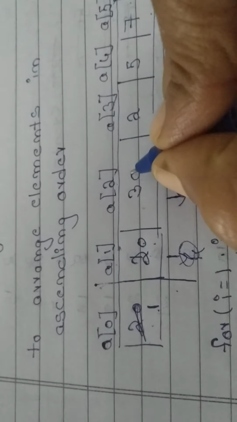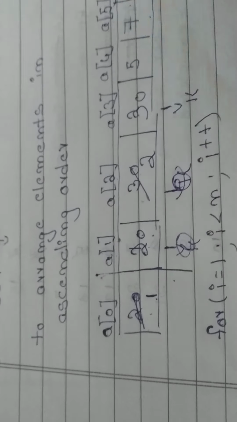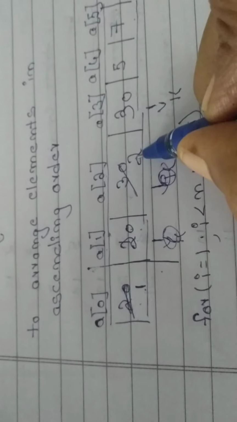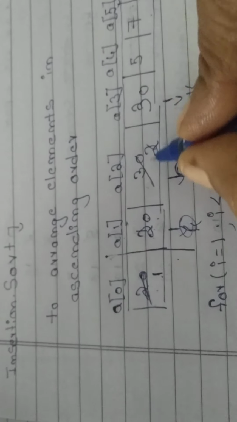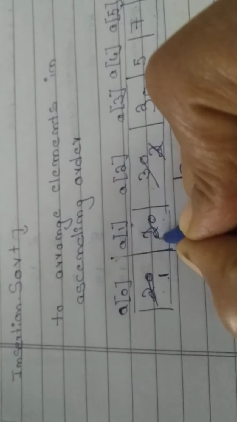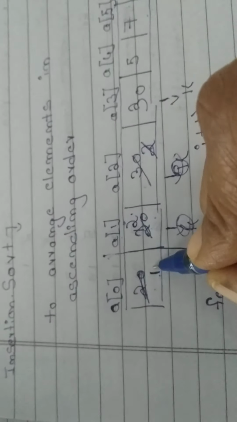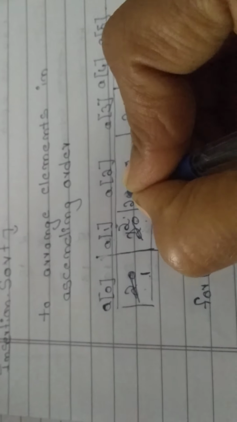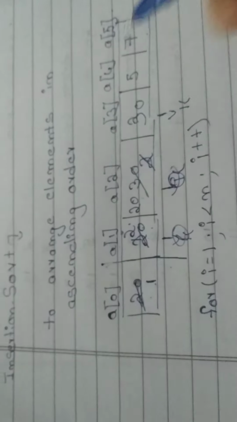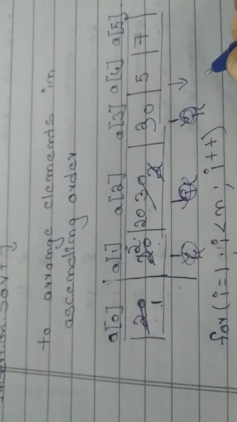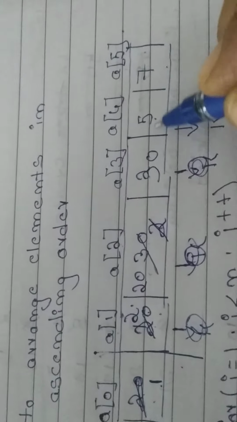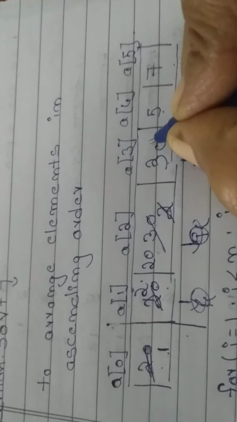Compare with this. Yes, 2, 30 will come. Now the key element, compare with this. With all the elements, comparison should be there and interchange too. With this, 1, 2, 1, 2, 20, 30 values. Now the key element is this. This is the key element. Compare with this.